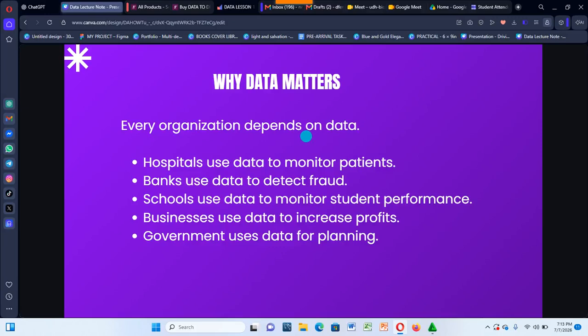Hospitals use data. Banks also use data to detect fraud and all of that. Think of it like this: probably on Sunday it's your birthday, and you receive a birthday wish message from the bank on Sunday, which is a closing day for them. Imagine that, you should know that it's data that is working for them. They have an algorithm in their system that picked the date of your birth and sends you a birthday wish automatically. Schools use data to monitor student performance.